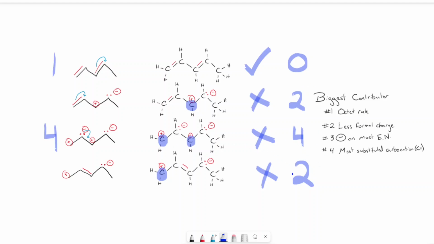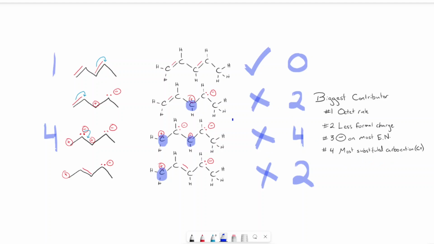Now between these two, let's look at the next rule. Number 3 states that the negative must be on the most electronegative atom. However, all of the atoms with negatives on them are carbons. None is more electronegative than another, so that rule is not going to help us. Rule number 4 states that we want to have the most substituted carbocation.